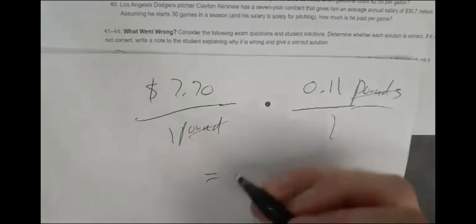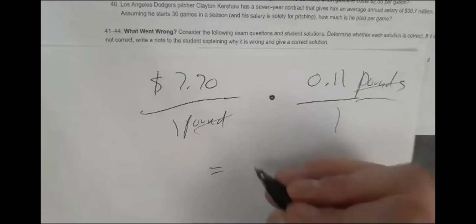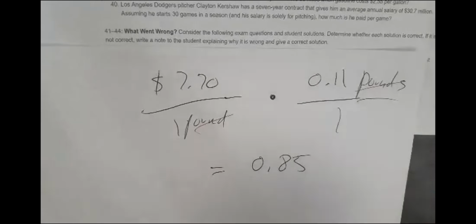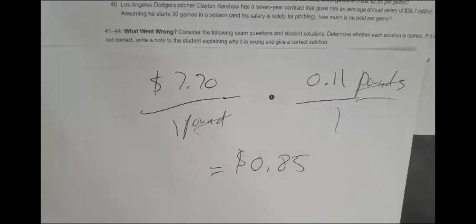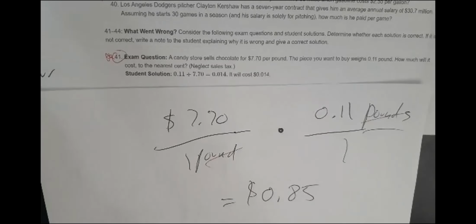And if I do that, it's 0.847, so 0.85 is what they're probably going to end up charging, rounding it up. So what did the student say? They said to divide it. And so why is that wrong? Because we should have multiplied that thing, right?